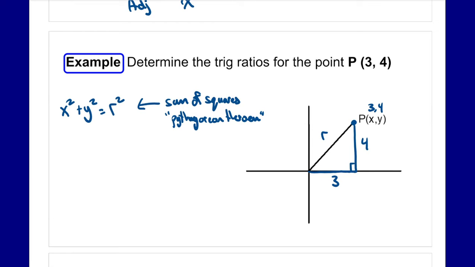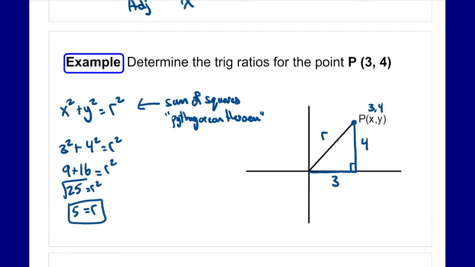So I know what my x is. It's 3, so 3 squared plus 4 squared equals r squared. 9 plus 16 equals r squared. 25 equals r squared. Square root that, so 5 equals r. So I know that this is equal to 5. Now I can come up with my trig ratios.